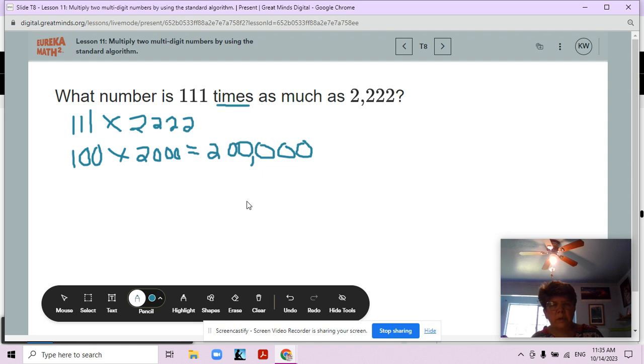We could be a little more specific and multiply 110 times 2,000, which would be 220,000, or 110 times 2,200, and that would be about 220,000 as well. So there's our estimate. Now we have to actually do the math. So 2,222. We're going to put that one on the top.